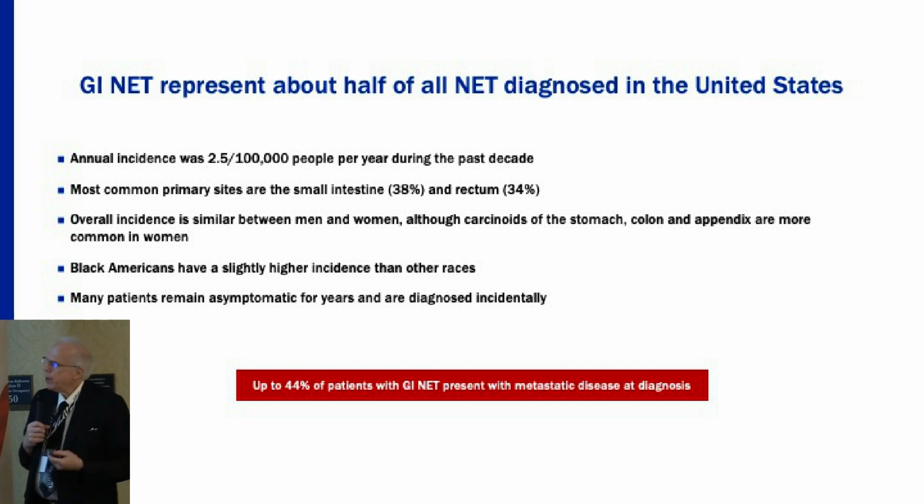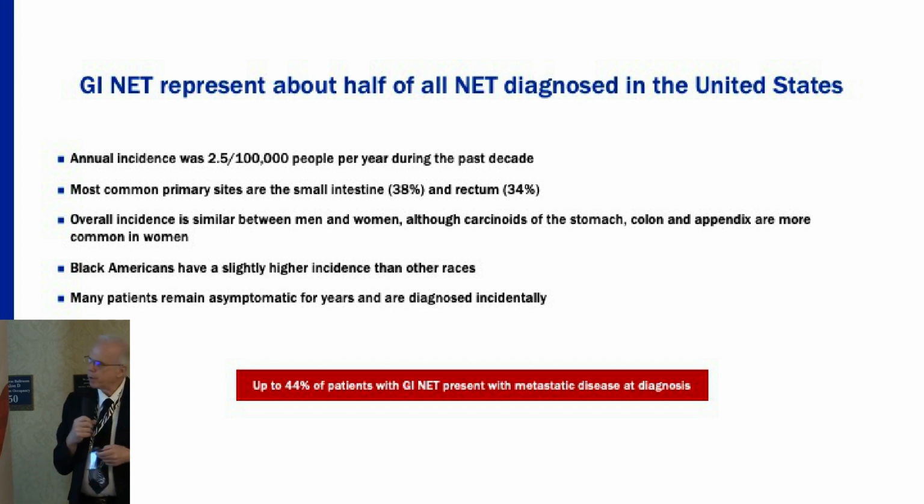So in the U.S., historically, when we look at the small bowel, we look at about 2.5 per 100,000 cases, and most of these are going to be the terminal portion of the small bowel. We call them ileal primaries, and then about a third of them are going to be at the very distal part of the large bowel or the rectum.